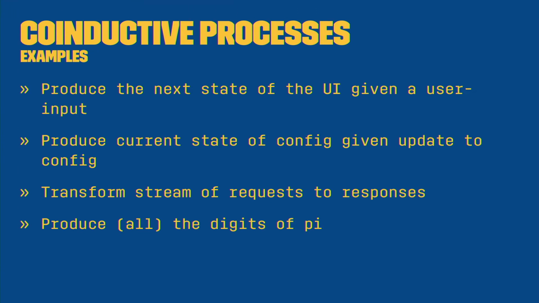And there are tons and tons of examples of co-inductive processes. For example, producing the next state of the user interface given a user input. User does something, and that results in the next state of the user interface. Or producing the current state of a config file given an update to the config file. So that happens sometimes if you want your application to be live updatable, you want people to be able to configure it on the fly, then of course you're going to have to build a little co-inductive process around that.